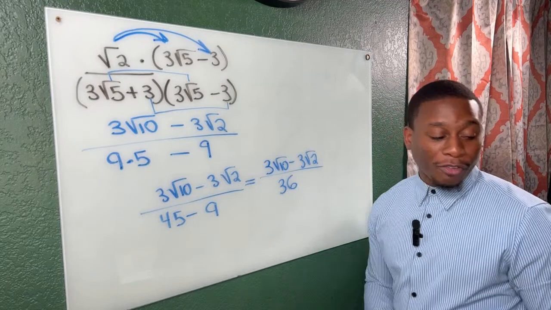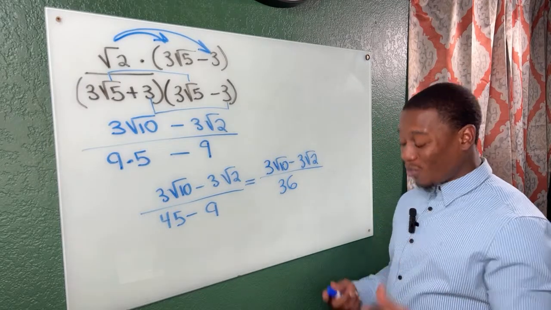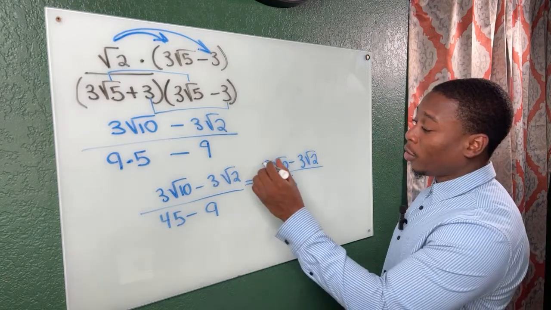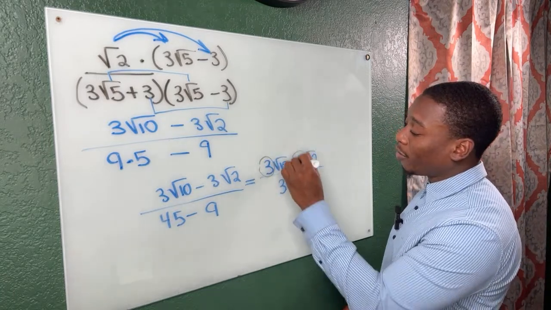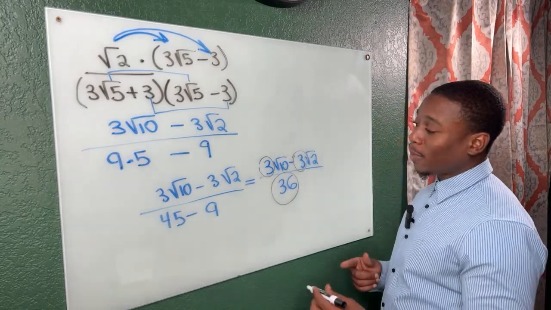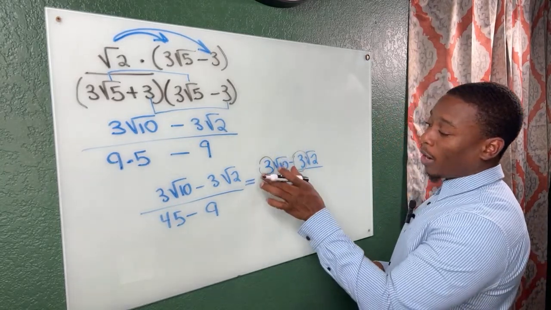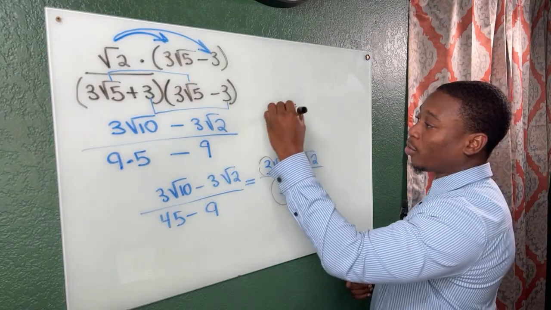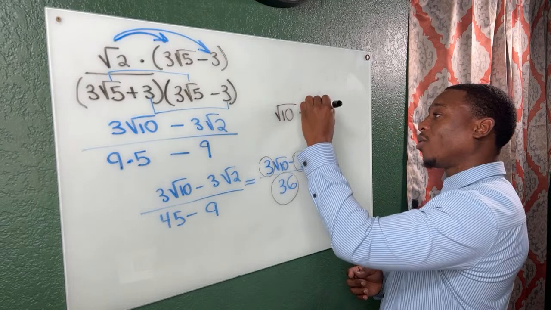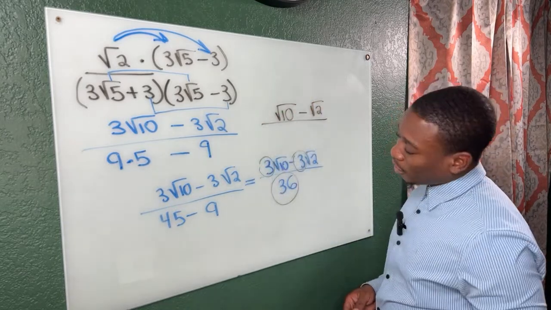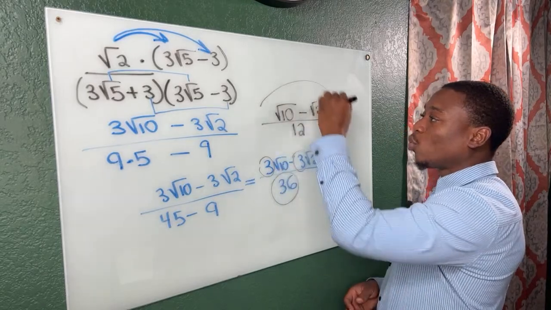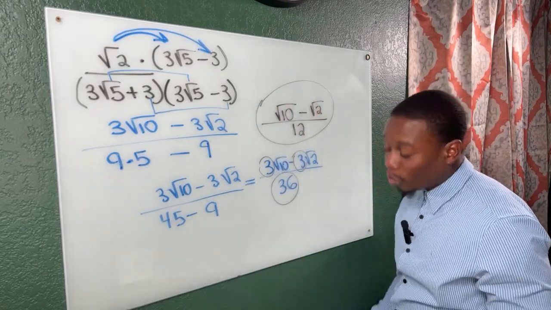Now at this step, for all my fraction haters, remember, we can simplify and always check to see if you can. 3, negative 3, 36. If we divide all of this by 3, we're just going to have radical 10, because we don't need to put the 1 in front, minus radical 2, and then 36 divided by 3 is going to give me 12. So this would be my final answer.